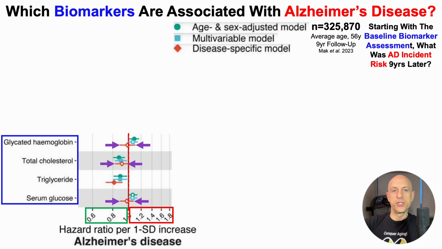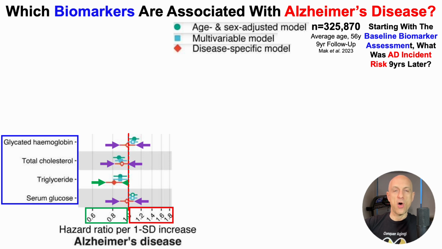Total cholesterol is just on the borderline of significance. We can see that the right side of its confidence interval is just barely overlapping with that hazard ratio of 1, which would suggest, if it were significant, that relatively higher total cholesterol in this study was associated with a lower incident risk for being diagnosed with Alzheimer's. But the most interesting of these 4 is triglycerides. In this case, relatively higher triglycerides were associated with a lower incident risk for being diagnosed with Alzheimer's disease.